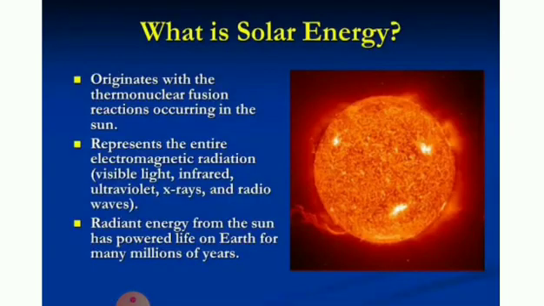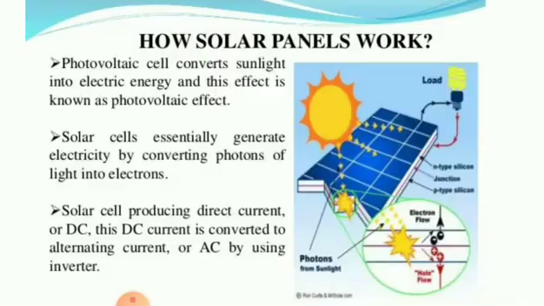So what is solar energy? It originates with the thermonuclear fusion reaction occurring in the sun. It represents the entire electromagnetic radiation, that is visible light, infrared, X-rays and radio waves also. This radiant energy from the sun has powered life on earth for many millions of years. How do the solar panels work?